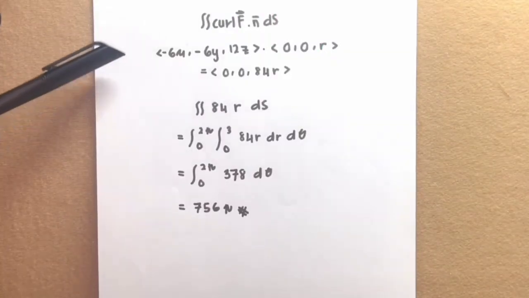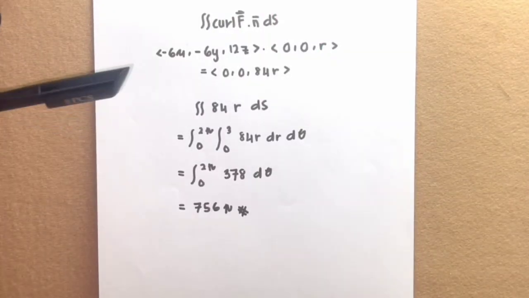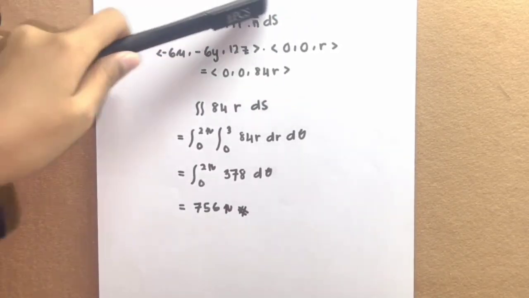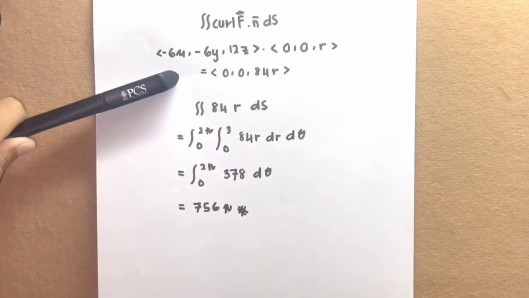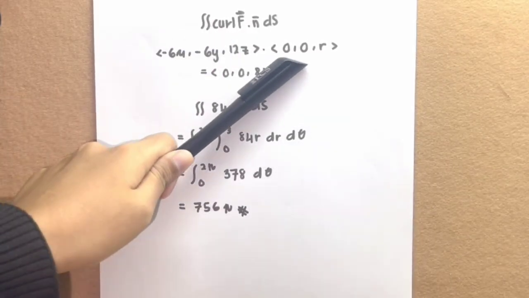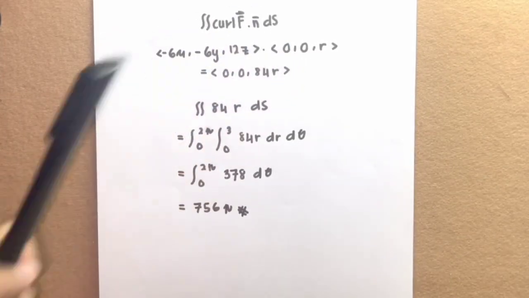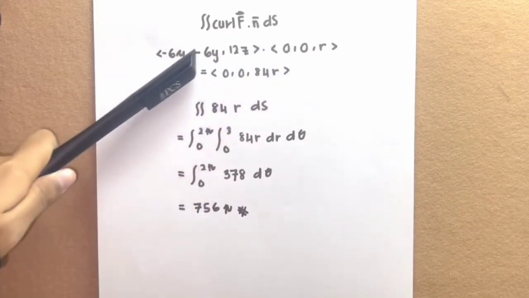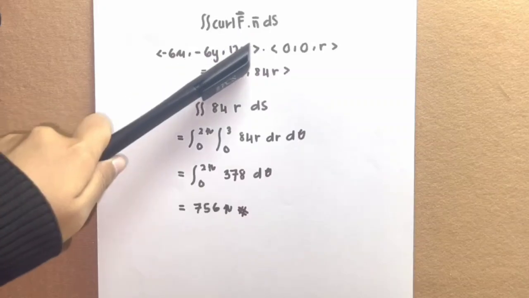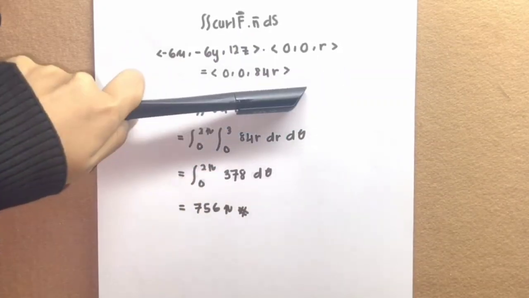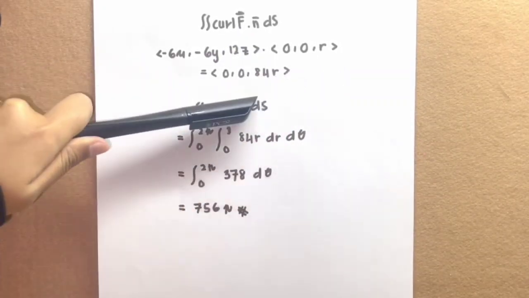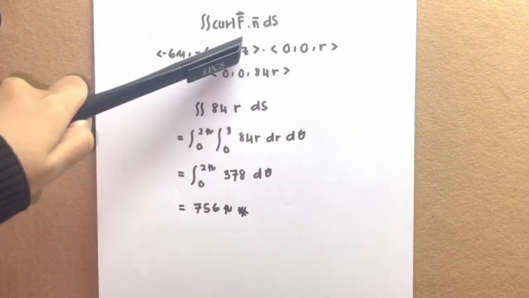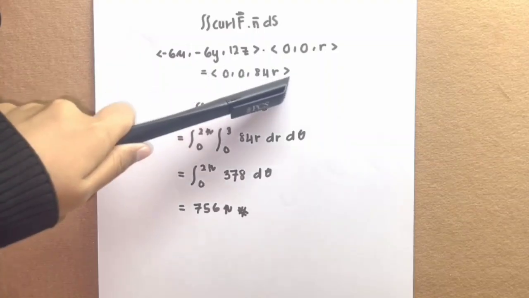Okay, then this is the last step, using Stokes theorem. First we write down our formula. This is the answer that we got from the curl of F, and this is the answer that we've got from the normal vector. Then we multiply negative 6x with 0, negative 6y with 0, and 12z with r, and we've got 0, 0, and 84r. The 84 comes from 12 multiplied by the value of z, which is z equal to 7.